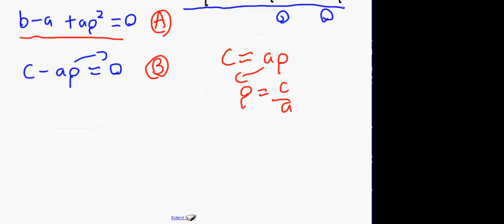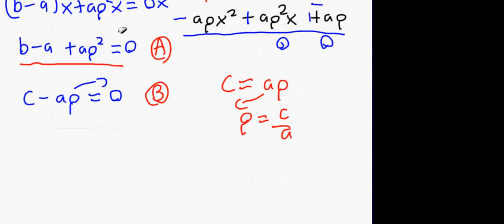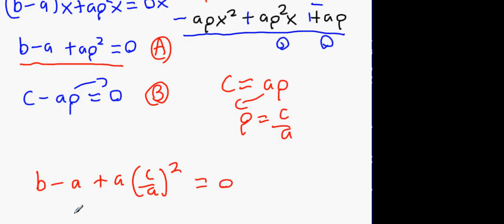It's this formula here. It's number a. It's going to be b minus a plus a times, I'm going to use what I got for p in the last question, c over a squared equals 0. b minus a plus that's going to be c squared over a squared. Now a times c squared over a squared, one of the a's will cancel with the other, so I'm going to get c squared over a.